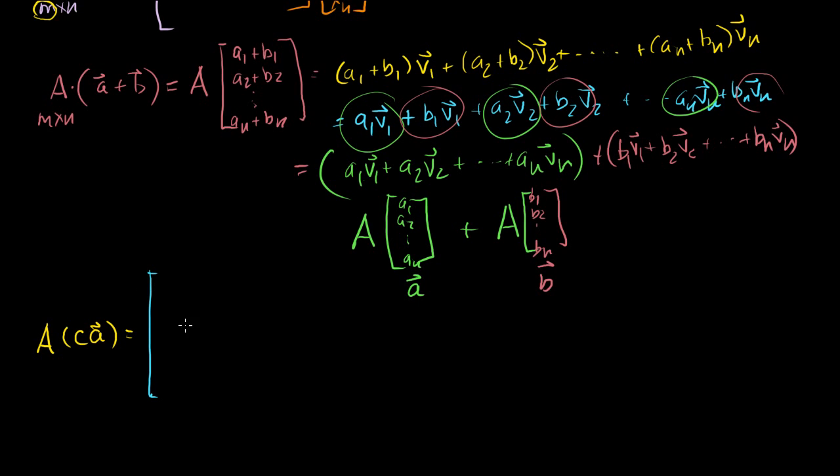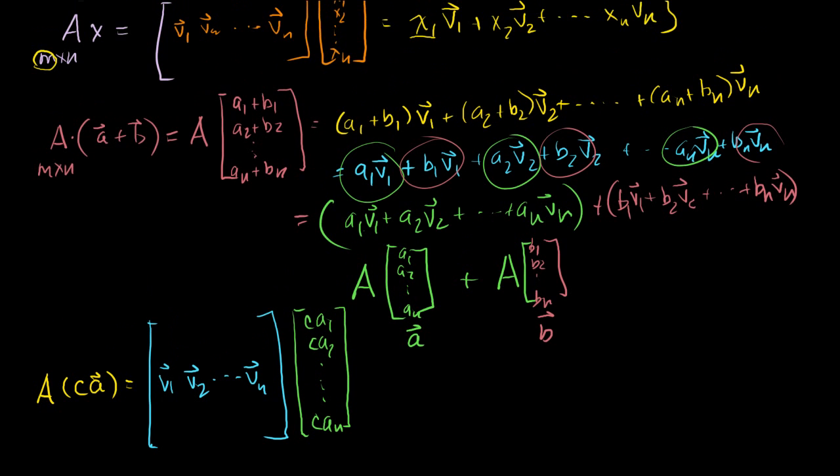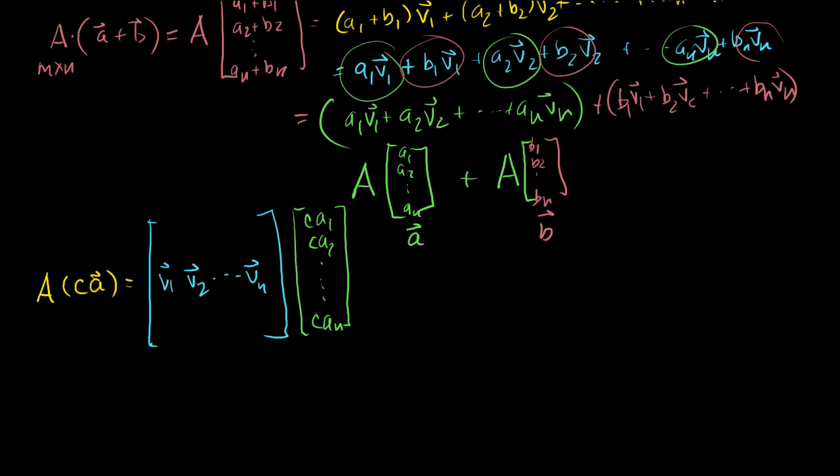I've already labeled its columns. It's v1, v2, all the way to vn. That's my matrix A. And then what does cA look like? cA, you just multiply that scalar times each of the terms of A. So it's ca1, ca2, all the way down to can. And what does this equal? We know this. We've seen this multiple times before.